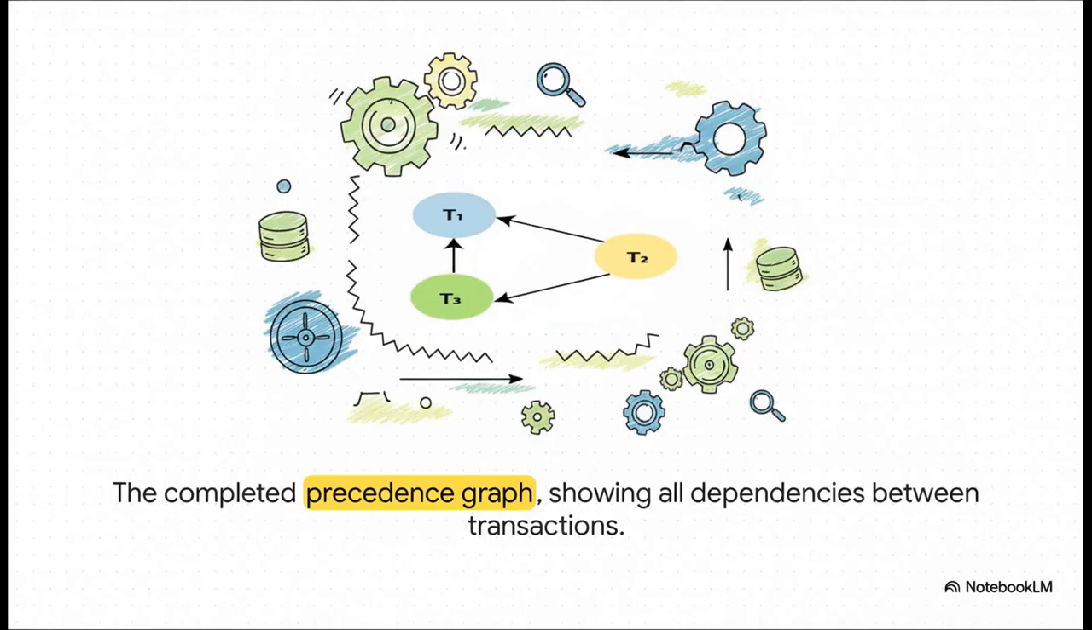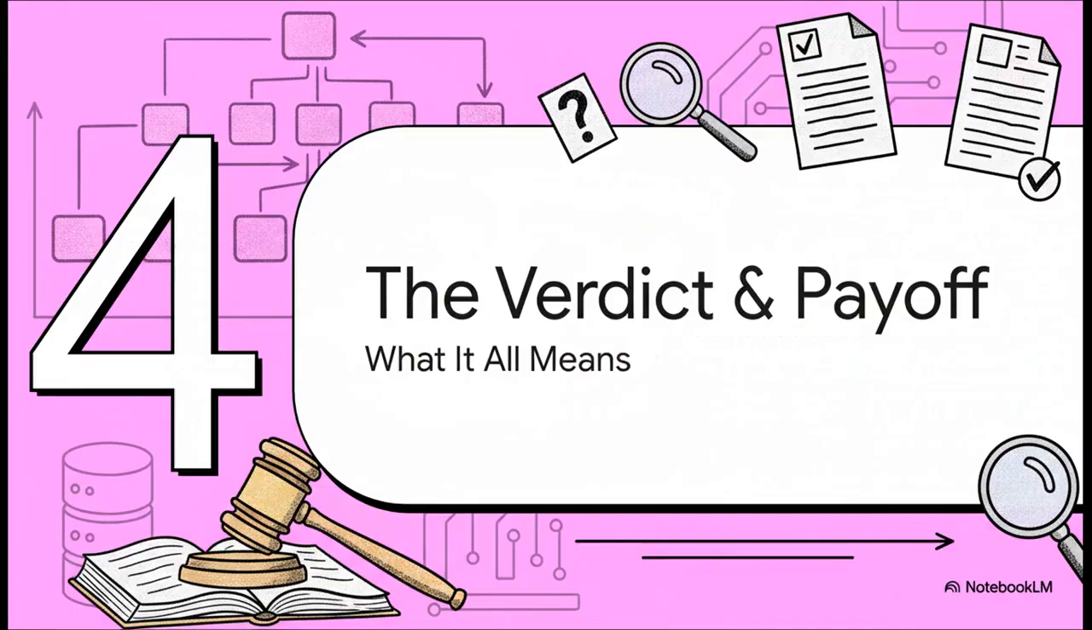And here it is, the result of our investigation. After combing through that schedule, we've mapped out every single dependency. The arrows clearly show that T2 has to come before T3, and that both T2 and T3 have to come before T1. This is it, our completed conflict graph. Our investigation is done, we've gathered all the evidence, we've built our graph. Now it's time for the moment of truth. Let's deliver the verdict and see what it all actually means.